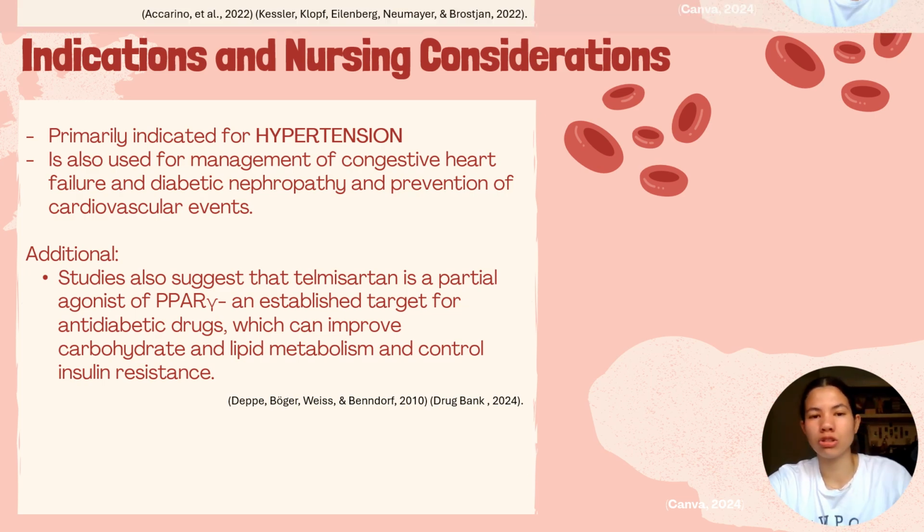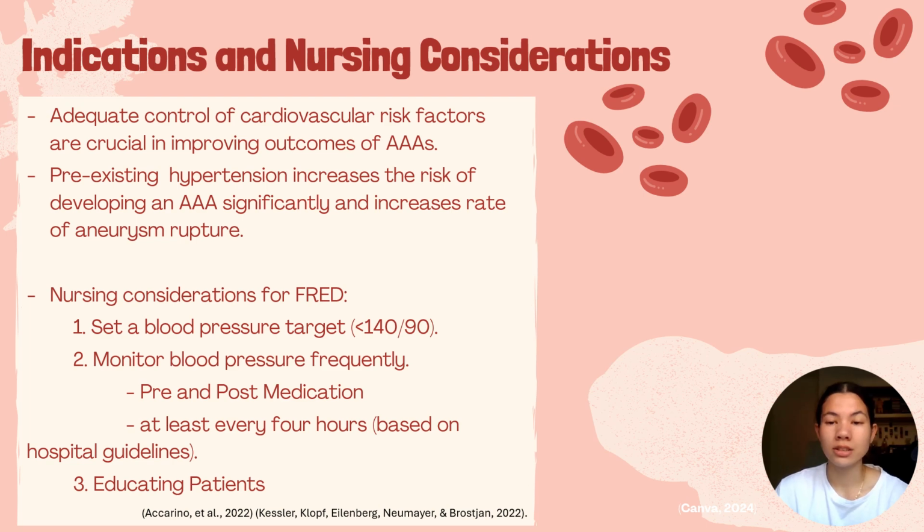So how does this relate to Fred? Fred has a triple A as well as hypertension. And one of the managements of triple A is basically the management of cardiovascular risk factors. So by controlling his hypertension, we are decreasing the risk of rupture and potentially decreasing as well the rate of expansion of this triple A. And this is by decreasing the hemodynamic pressures and forces that dilate the aortic wall.